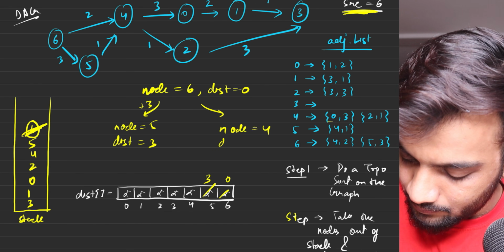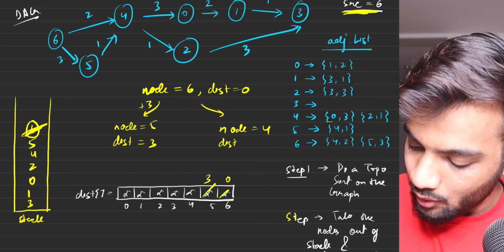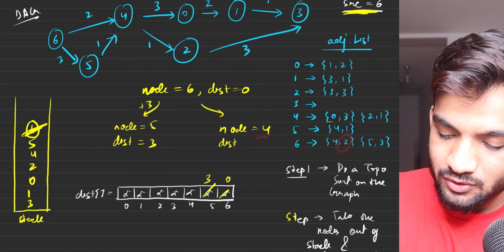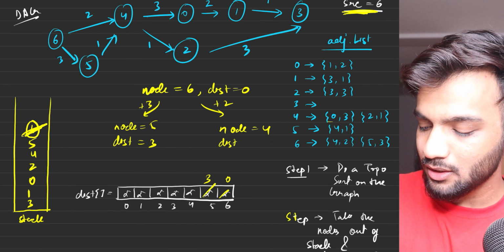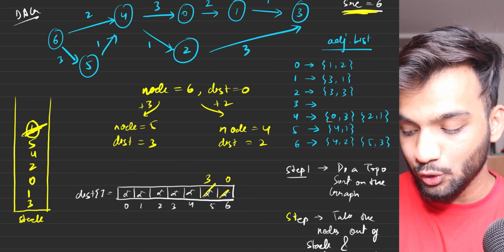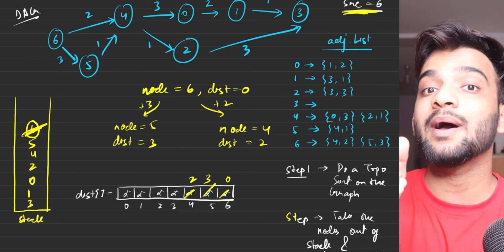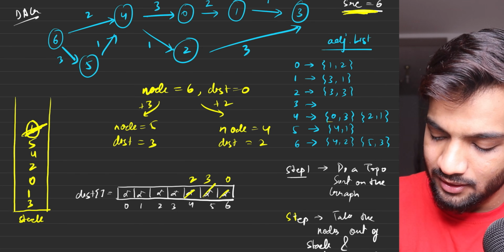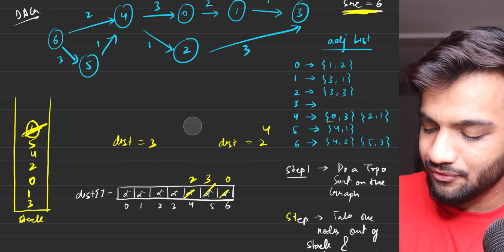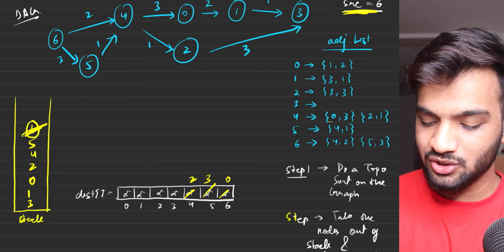Similarly, see over here, to node 4, what will you require? 2. So please do a plus 2. The distance will be 2. Similarly, go to node 4 and say, you will require a distance of 2. Done. Once you have checked out all the nodes, complete it.